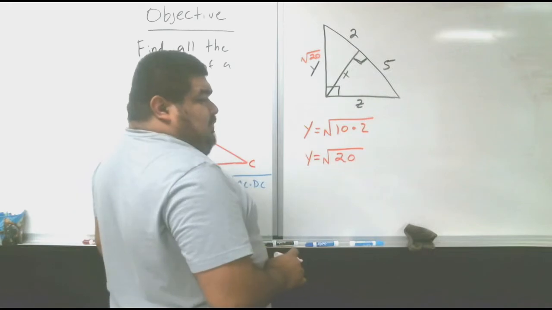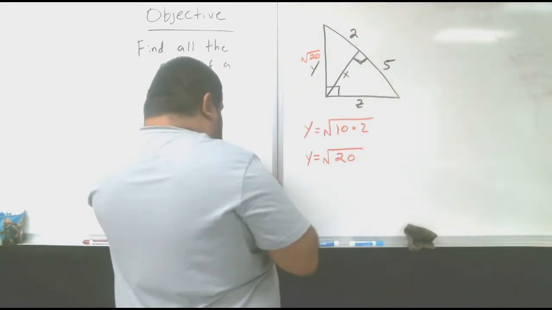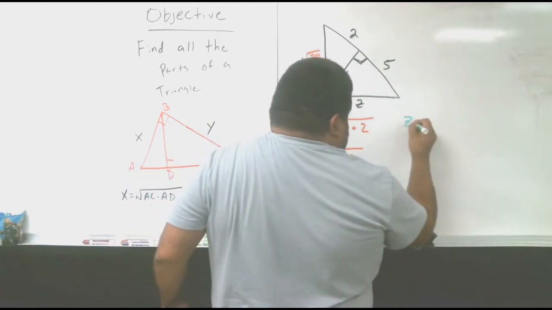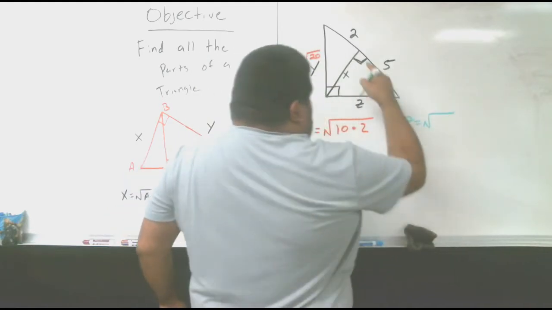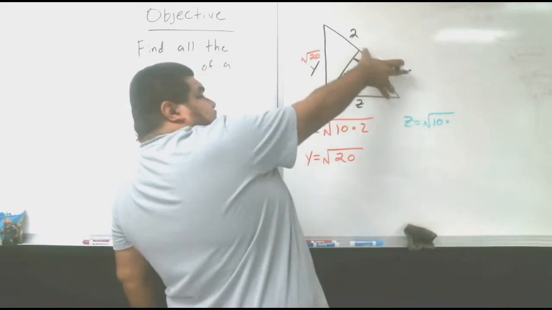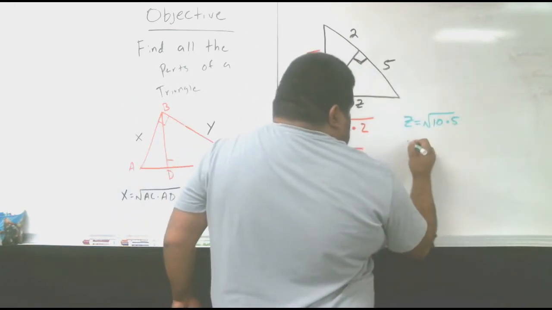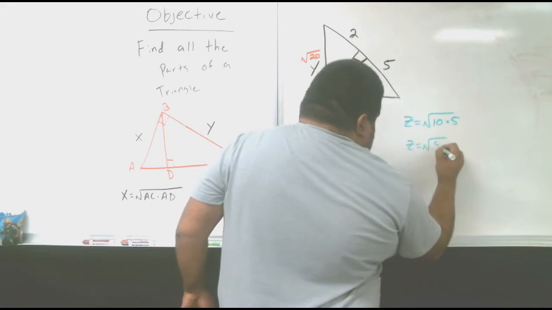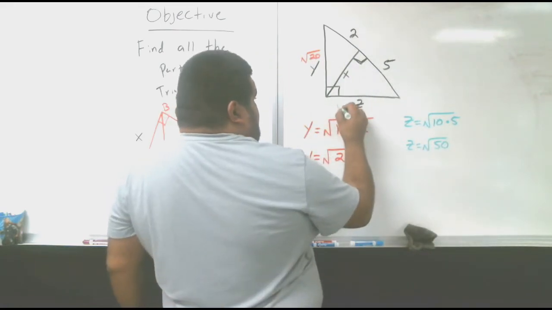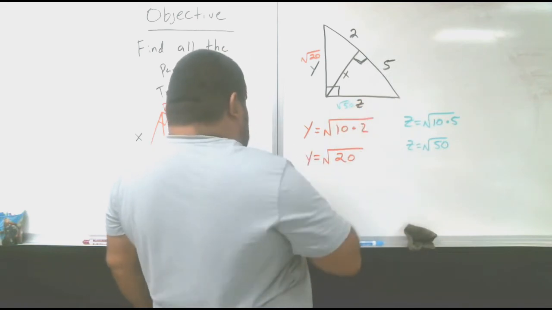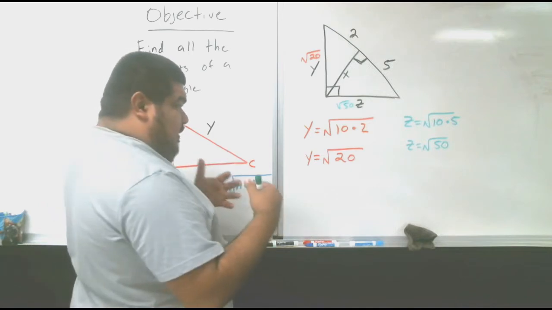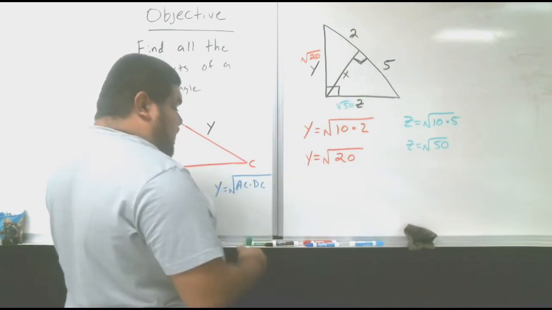Can we do the same thing for z, but this time the opposite? We can. We can say z equals radical of 2 times 5, which is 10, times 5, because it's on this side. So z equals radical of 50. Again, we're going to leave it as it is for now. Radical of 50. Okay? I don't want you guys to really break it down. I just want you guys to get into the habit of knowing how to solve for x, y, and z.